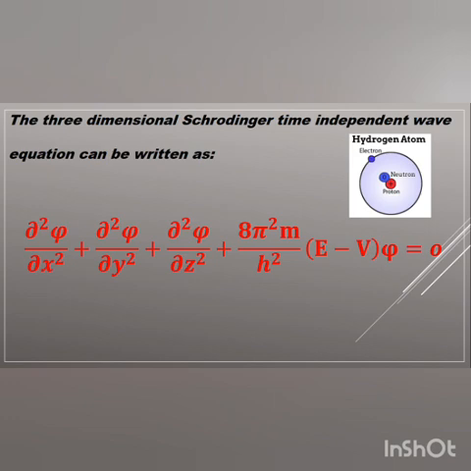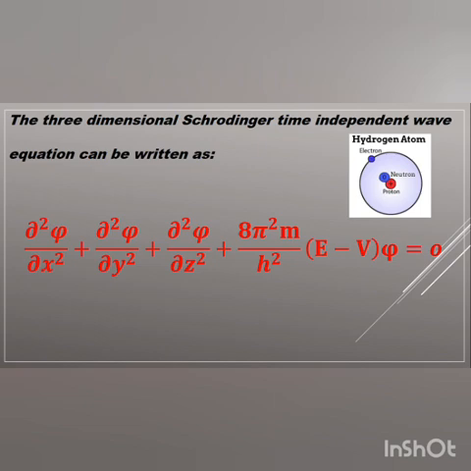When we write the same equation in terms of x, y and z coordinates, what we get is partial square of psi by partial x square plus partial square of psi by partial y square plus partial square of psi by partial z square plus 8 pi square m by h square (E minus V) psi equals 0.